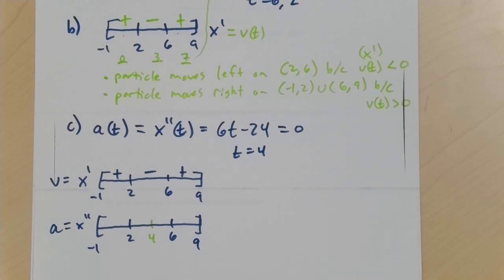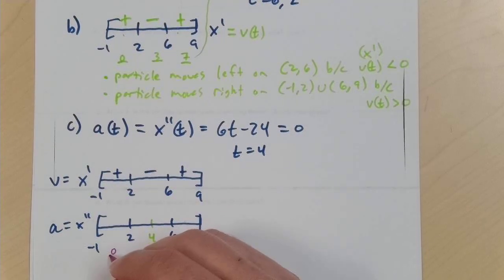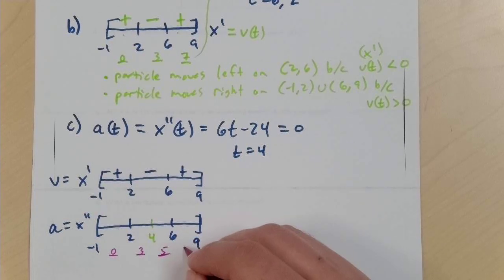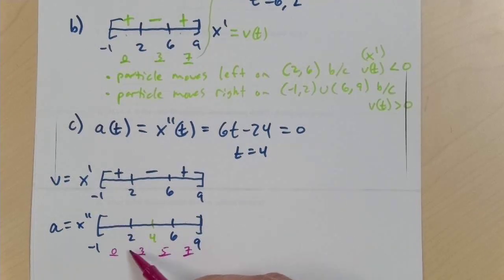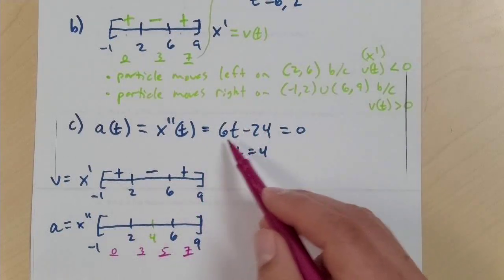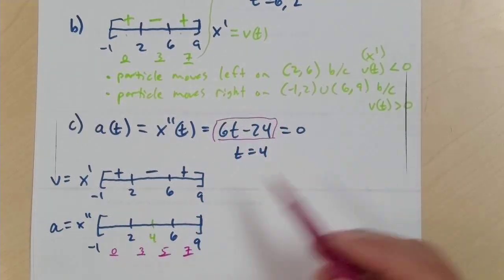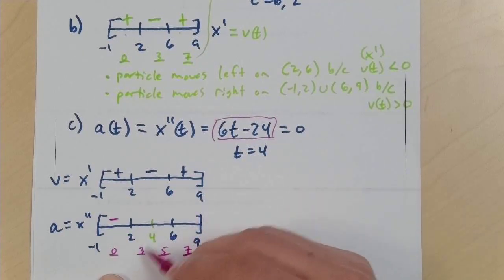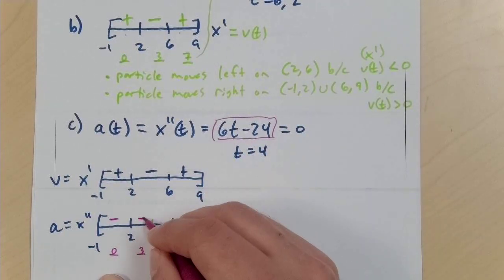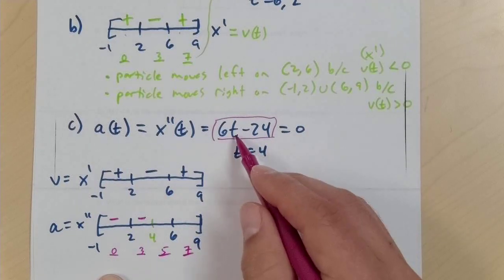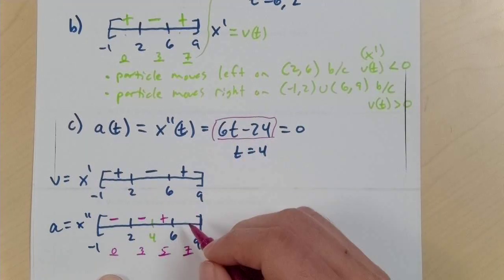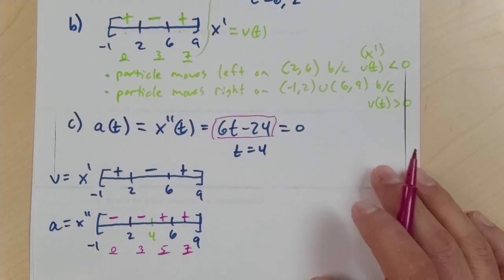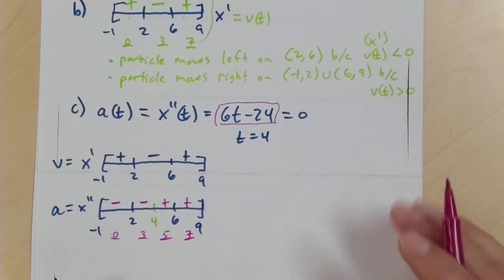And now we're going to test some values. So here again, I'll test 0. Maybe I'll test 3 here, test 5, test 7. And we're going to plug this in to acceleration. Okay? If I plug 0 in, that's negative. If you plug 3 in, 18 minus 24, that's negative. Plug in 5, now we're positive. Plug in 7, now we're positive again. Okay, so now we can kind of compare.